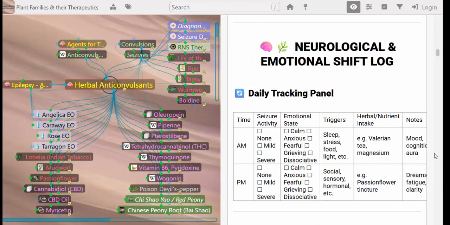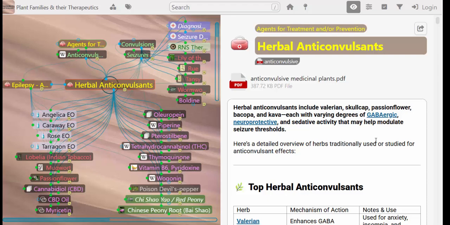manage seizures. Herbal anticonvulsants include valerian, skullcap, passion flower, bacopa, and kava, each with varying degrees of GABAergic and neuroprotective and sedative activity to help modulate seizure thresholds. Now, if you don't know what a GABAergic agent is, let's just click on that and find out.